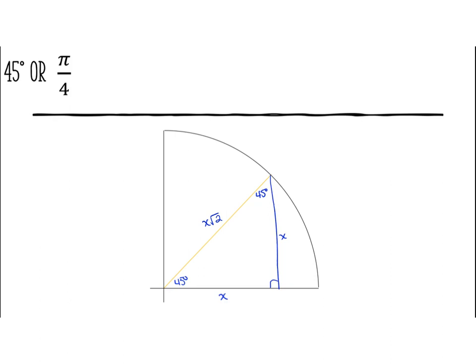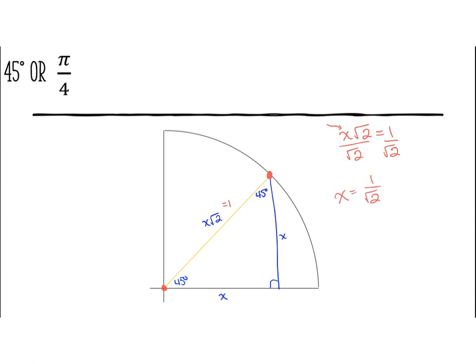From there, what we have to ask ourselves is, what do we know? Well, we know that the radius, the distance from the center to the edge of the circle, is 1. So x square roots of 2 is 1. I can write an equation. But what I need to find is that x value. So I'm going to divide both sides by the square root of 2. So x is equal to 1 over the square root of 2.